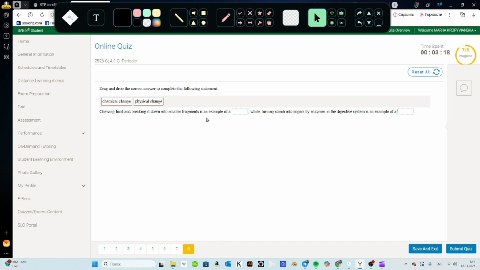Chewing of food and breaking it down into small fragments is an example of a physical change, and turning starch into sugars, that's a chemical change. That's pretty much it for 4.1.